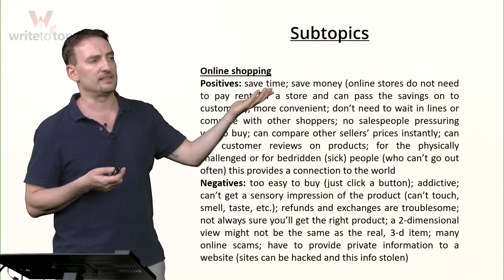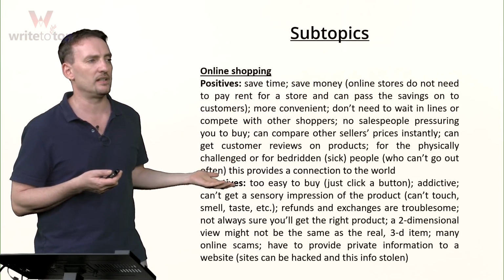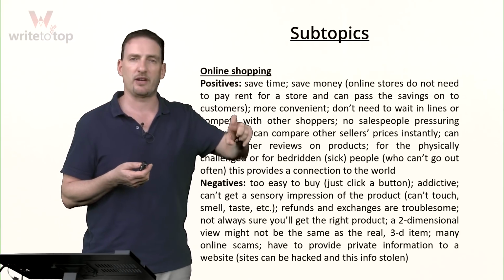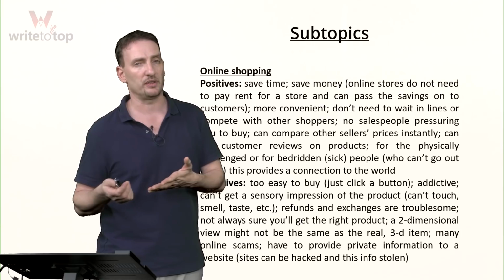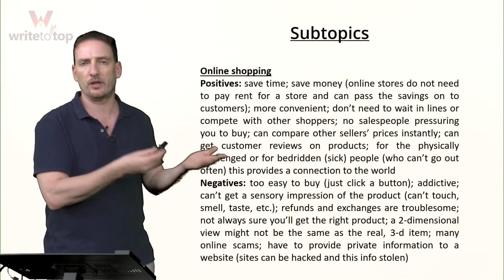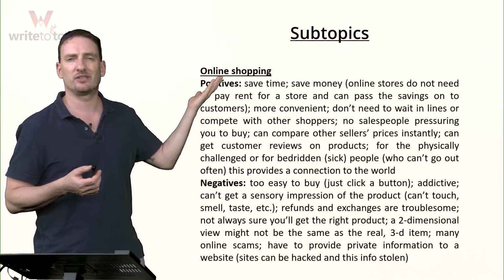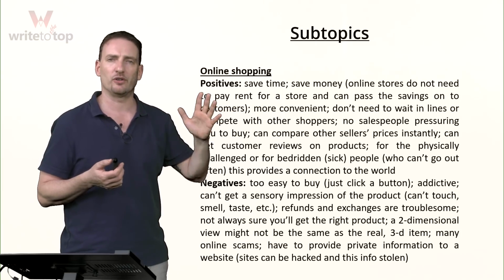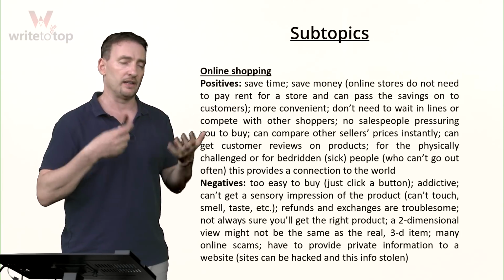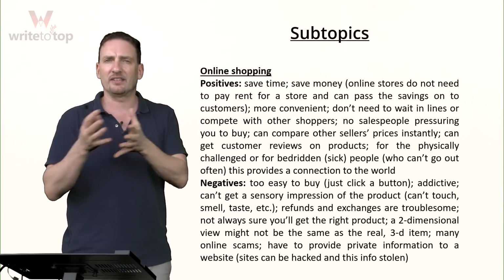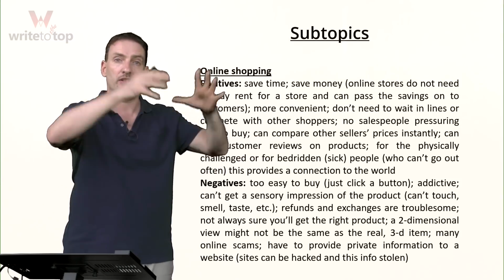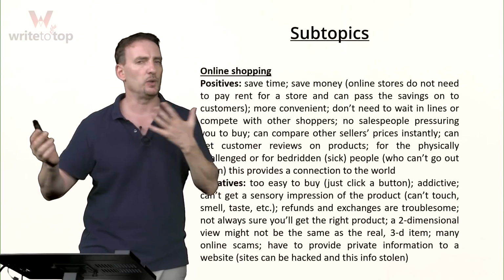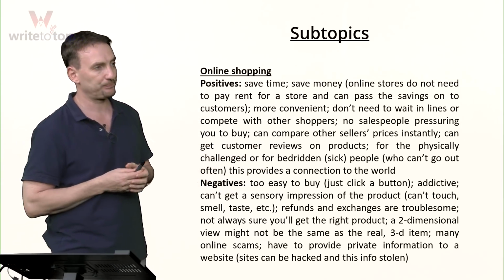The positives, you can save time, you can save money. The negatives, it's just too easy to buy. Just press a button, so you're spending too much money, you're buying things you don't need. Okay, so lots of good points, lots of bad points. Try to give yourself at least 20 or so subtopics. And then again, once you have all of these different ideas, they can ask you any question. You'll have thought about the general topic enough that you can answer any question.